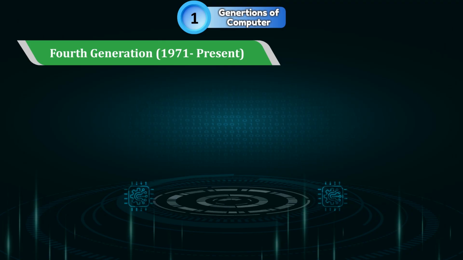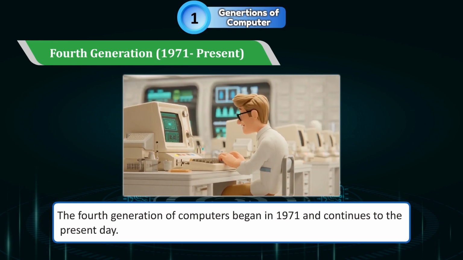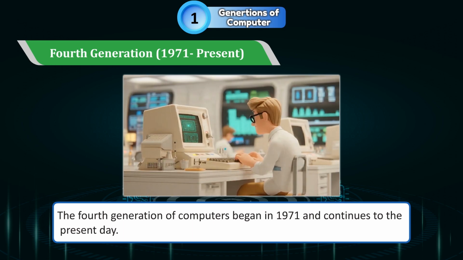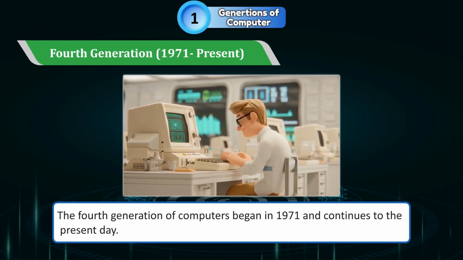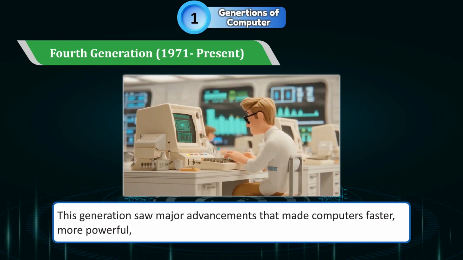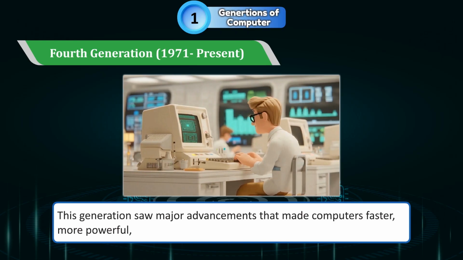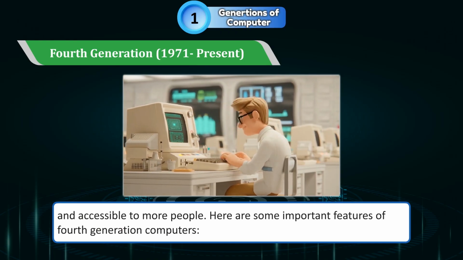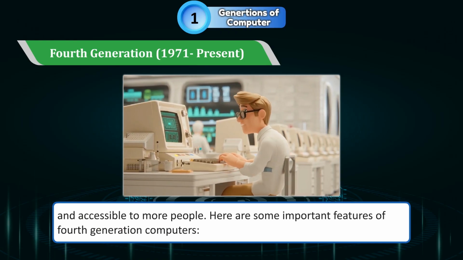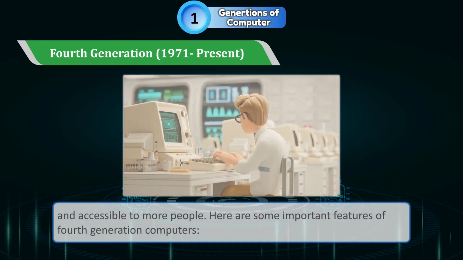Fourth generation, 1971 to present. The fourth generation of computers began in 1971 and continues to the present day. This generation saw major advancements that made computers faster, more powerful, and accessible to more people. Here are some important features of fourth generation computers.